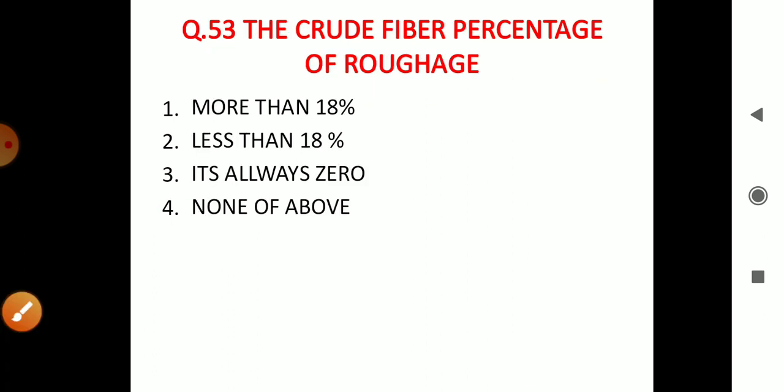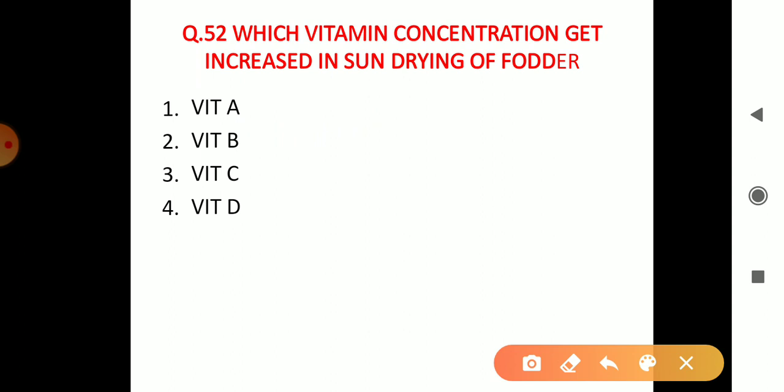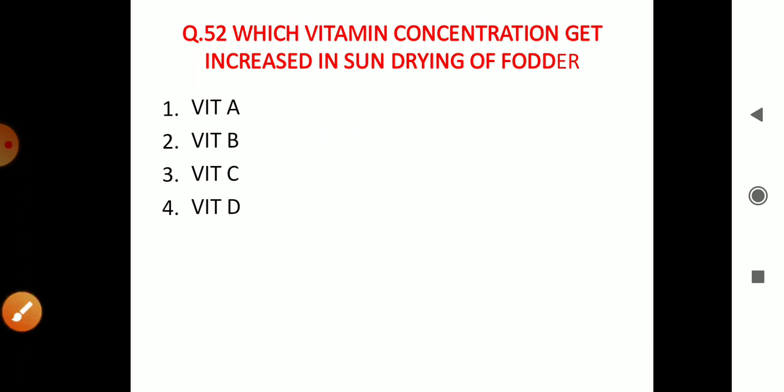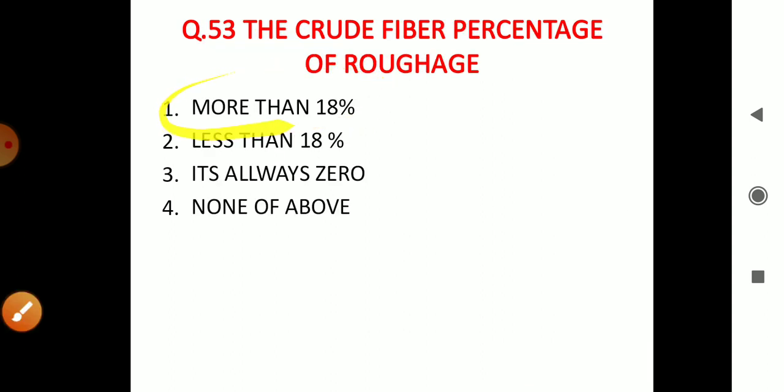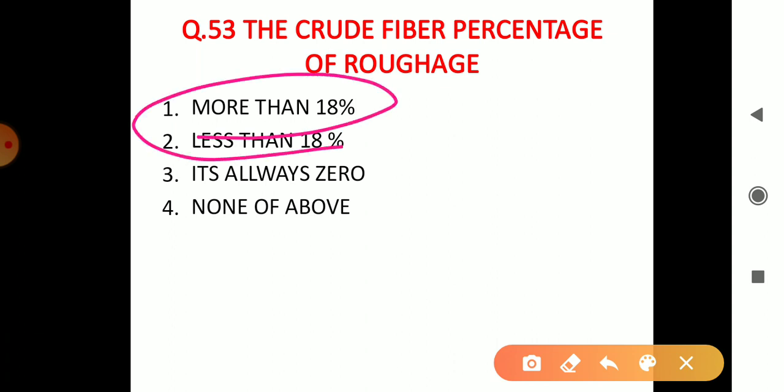Question 53 is the crude fiber percentage of roughage. It's a very important question. Generally the roughage contains more than 18% of the crude fiber. It's a very important question. Please remember, very important questions.